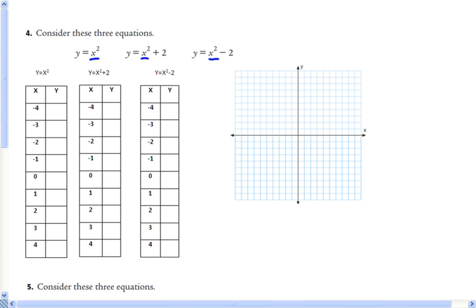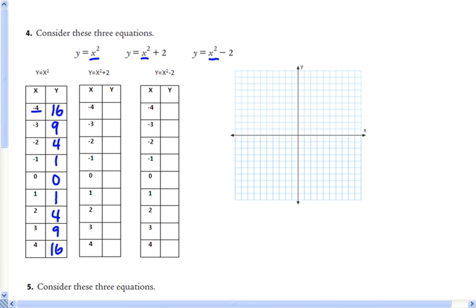So in the first equation, y equals x squared, all we have to do is multiply this number by itself. Negative 4 times negative 4 is 16. Negative 3 times negative 3 is 9. Negative 2 times negative 2 is 4. Negative 1 times negative 1 is 1. 0 times 0 is 0. 1, 4, 3 times 3 is 9, 4 times 4 is 16.